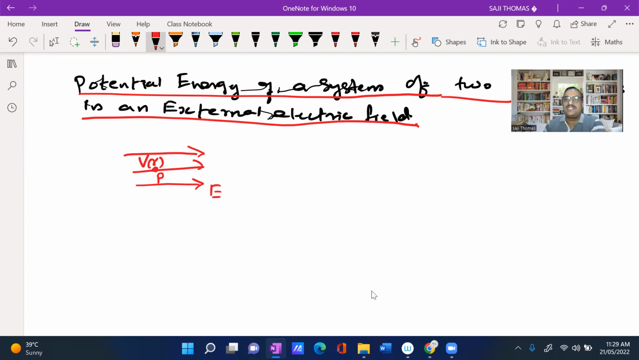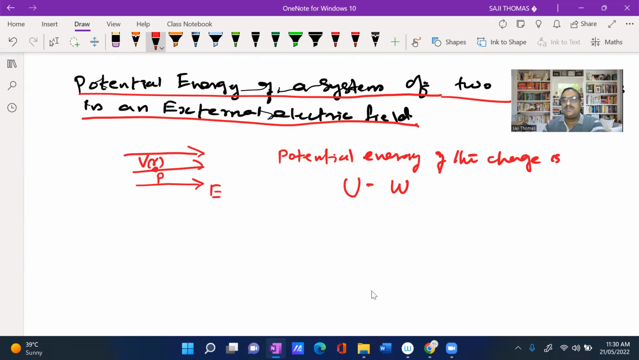So what will be the potential energy of the charge? Potential energy of the charge is W, and we usually denote potential energy by the letter U. W is equal to Q into V(R). What is V(R)? The potential at that point due to the electric field.